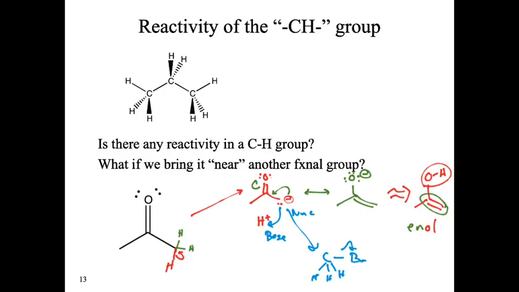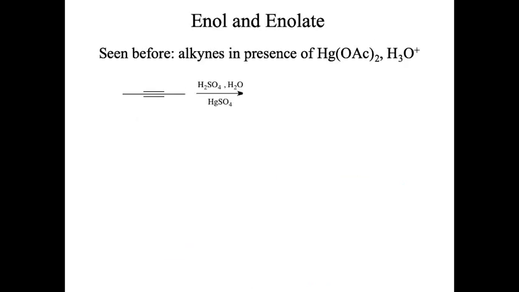Where did it come from? I removed a hydrogen from an alkane. Well, that shouldn't happen. As soon as it's next to a carbonyl, it can. Make sense? Okay. So what could we do with this? How could we get it? We've seen it before. If we took a triple bond and I added sulfuric acid in the presence of mercury and water, what happens?